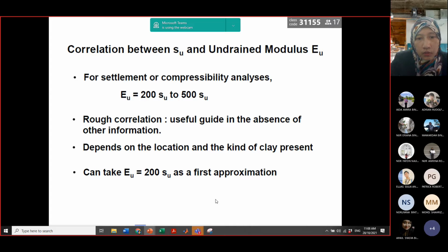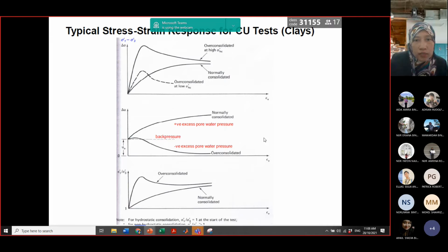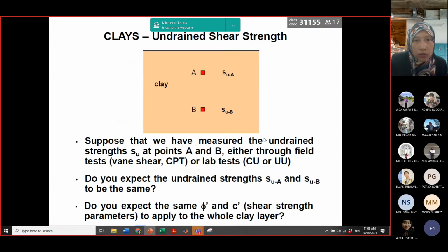Kalau cara lain, another one kalau you need to estimate the undrained Young's modulus for problem in settlement ataupun compressibility analysis, you are given the CU, you can have this approximation formula. So vice versa lah, kalau you nak cari SU, you ada EU, so you boleh tunggangterbalikkan lah formula tu. Okay, yang ni pun benda yang sama, so take your time to read.